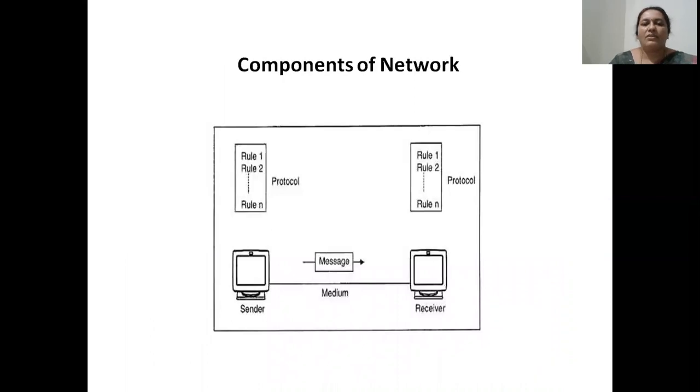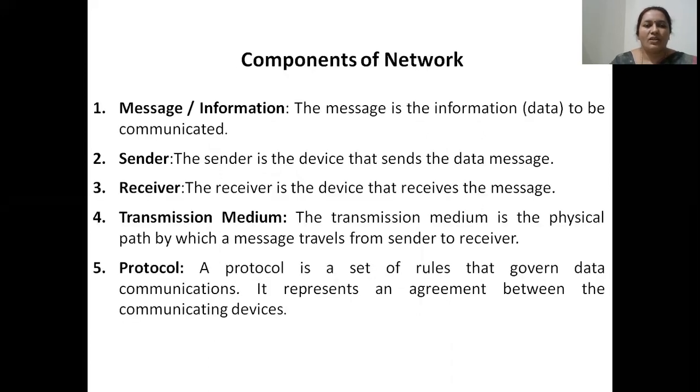Now let us see what are the components of a network. Any computer network consists of 5 main components: the sender, receiver, message, transmission medium, and protocol. Now let us see what each of these components is. The first component of a network is message or information. This is the most important component of the network because the message is the entity which needs to be communicated among various devices which are connected to the network.